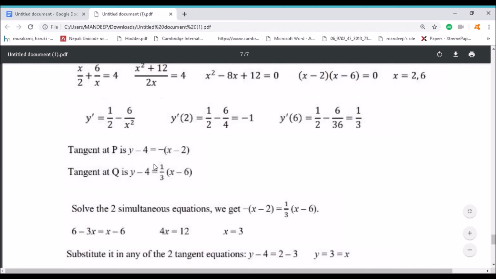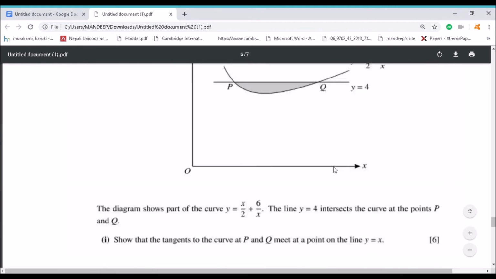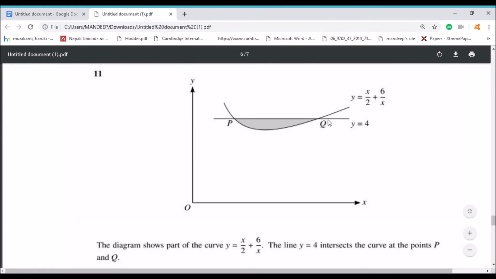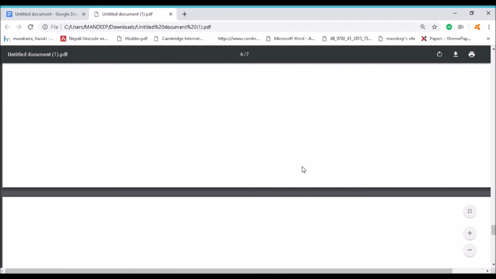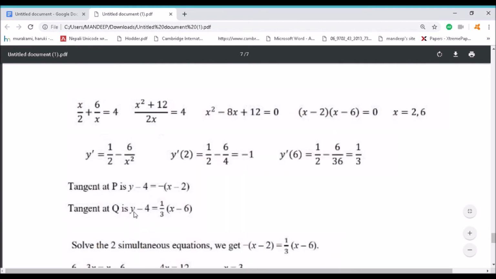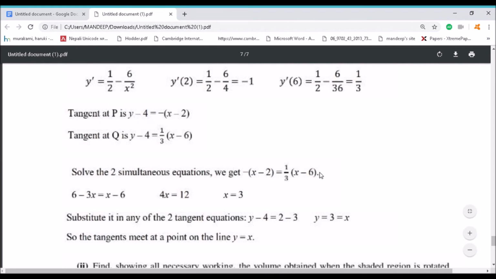The tangent at Q will be at 4 and 6, because this is 4 and this is 6. The point here will be 4 and 6. So we put 4 and 6, which is going to be y minus 4 equals 1 over 3 times x minus 6. Now we solve the two simultaneous equations and we get the value of x.